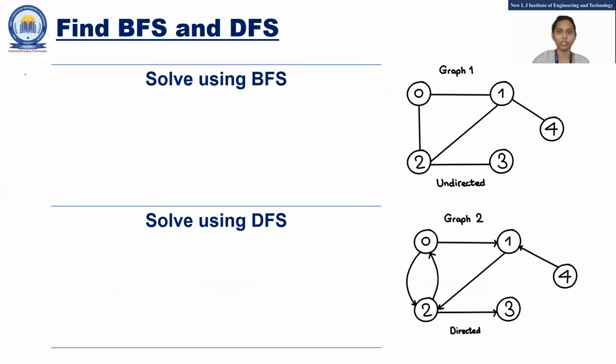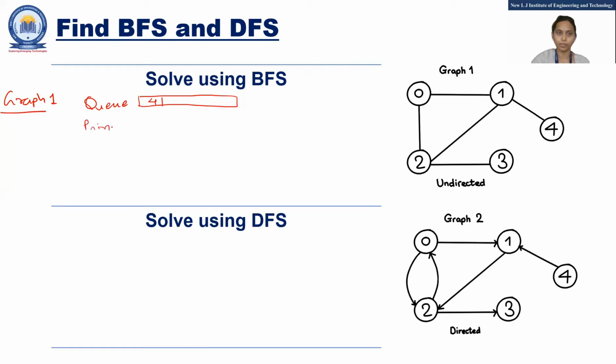So for graph 1, if I want to find the breadth first, how can I find it? Create a queue. In the queue, let me take 0 as a start node, or you can select anything. Let me take 4 as a start node. Now, 4 has how many neighbor connections?